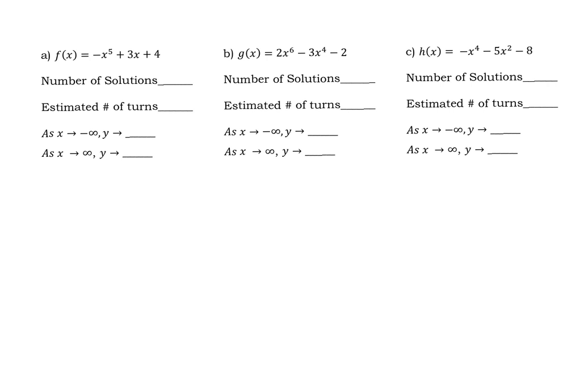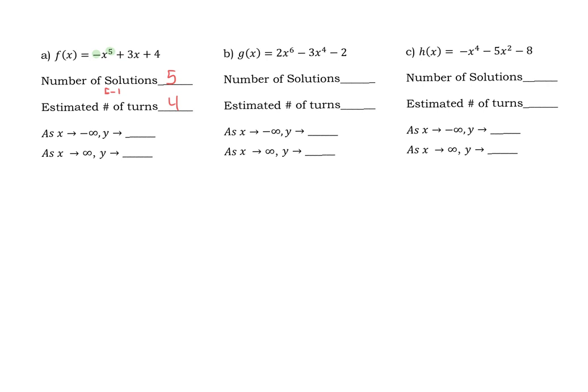The first is show me the degree. That's a degree of 5. So that tells me that the number of solutions is 5. The estimated number of turns would be 5 minus 1, so that is 4. So now when I go and do my end behavior, I see that I have a negative odd. So a negative odd tells me the right-hand side, since it's negative, is going to go down.